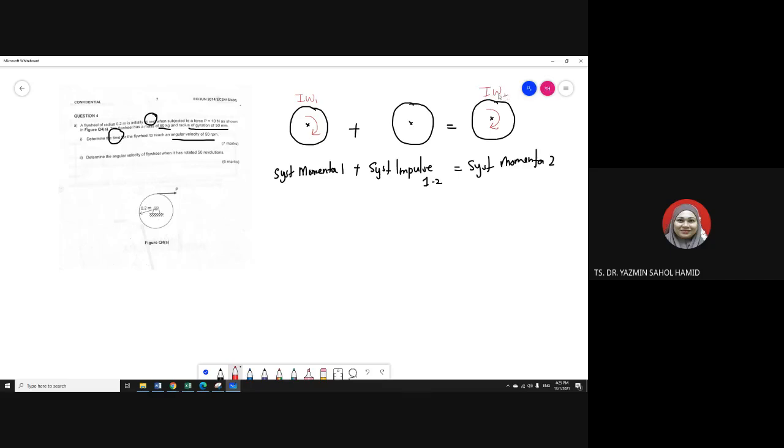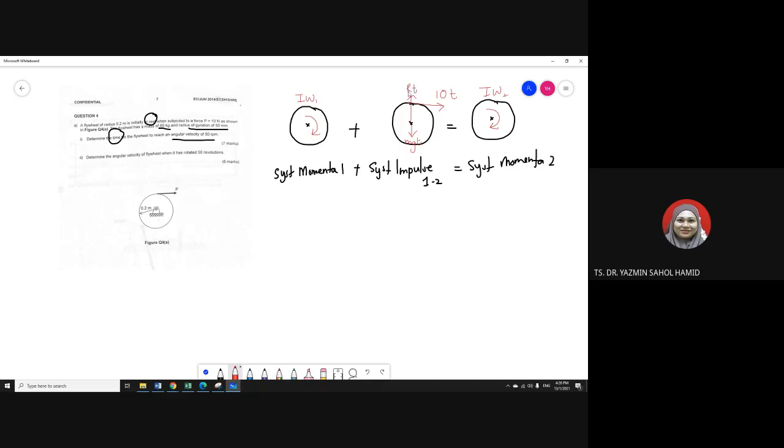For the system impulse 1 to 2, we have to look at what external force we have. The external force is the force P, which is 10 Newton. Don't forget we need to multiply by the time T, so that's why we write a T there. We also have the weight, mgt, and a resultant force, RT.